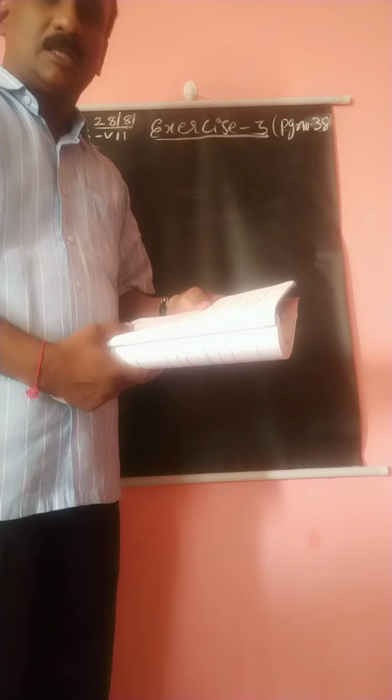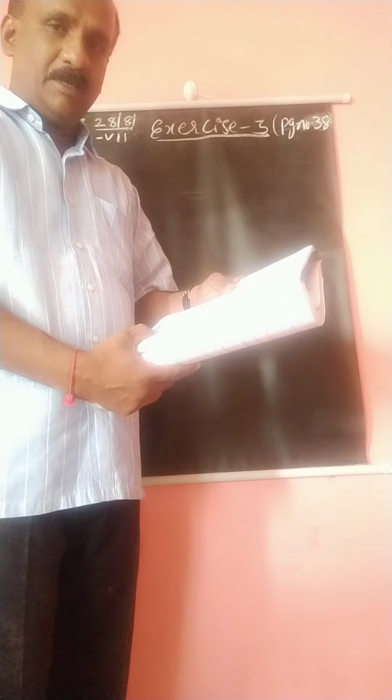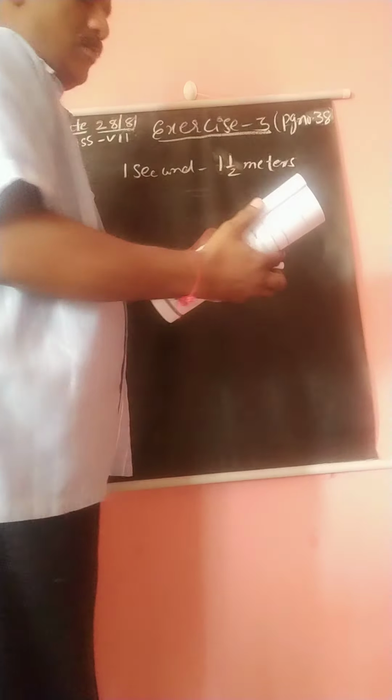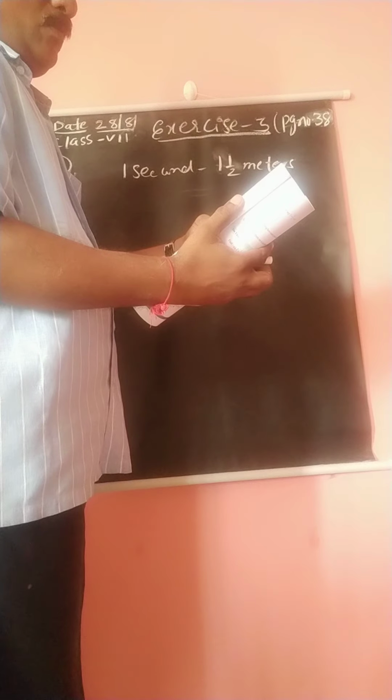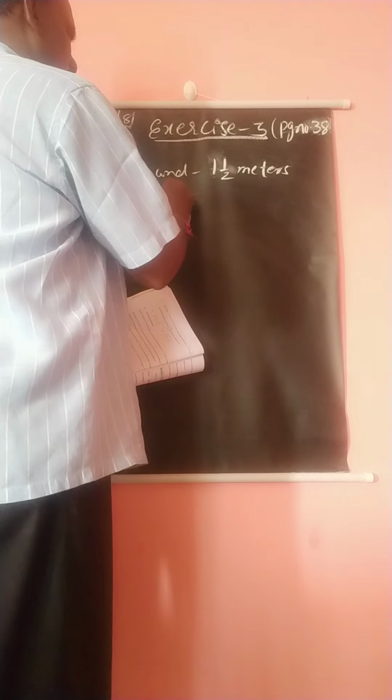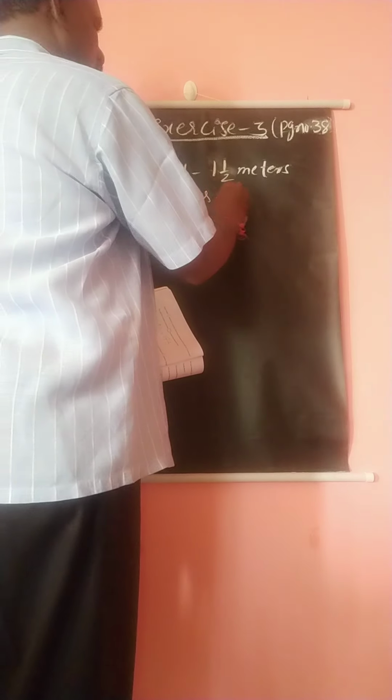Raja walks 1.5 meters. See your textbooks, all of you children, page number 38. Raja walks 1.5 meters in 1 second. In 1 second, how much distance did he walk? 1.5 meters. How much distance did he walk in 15 minutes? 15 minutes is the question mark.